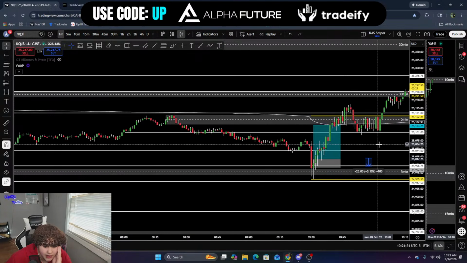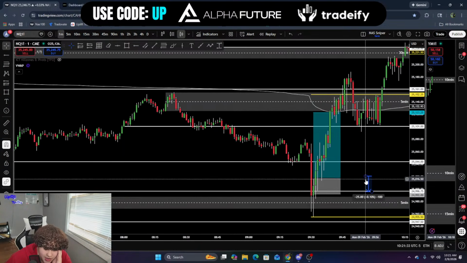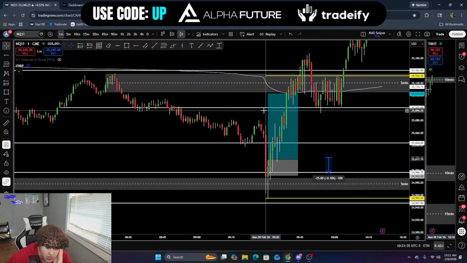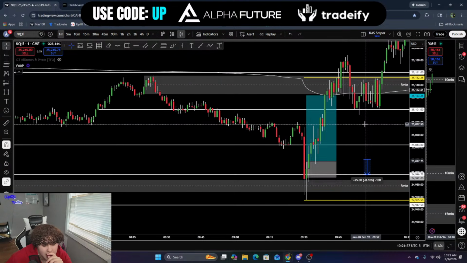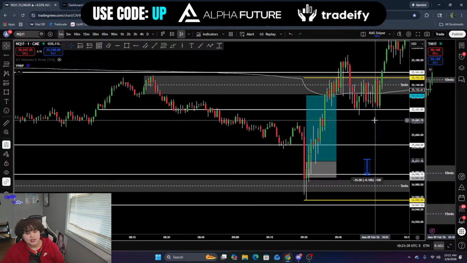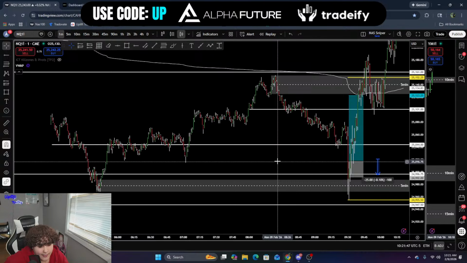I feel like today for me would have been a no trade day if I missed out on this trade here. I'm honestly not sure if I would have taken this. I feel like it's 50-50. Maybe if I was in the mood to really risk it, I would have taken it.